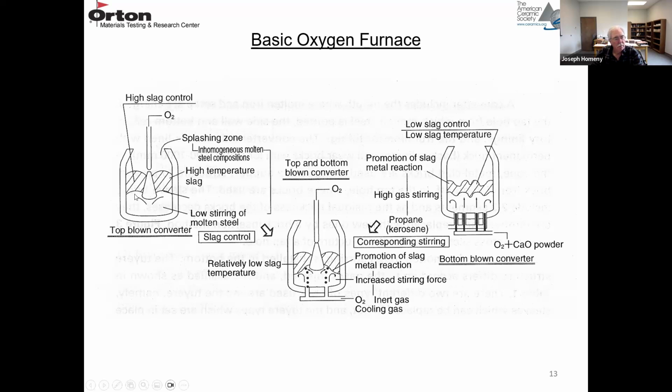So here's your molten metal. Sitting on top of the molten metal is the slag. And here's your water-cooled oxygen lance. And that blows oxygen into the melt. So some of the slag splashes up on the sidewalls, which is advantageous. You have a lot of stirring at the top here, but not much at the bottom.